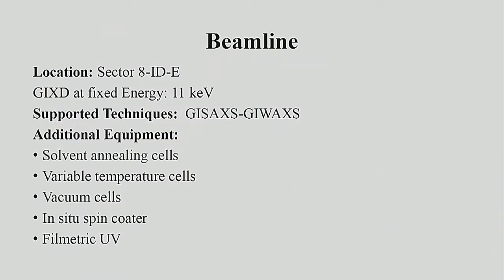So the beamline that we use for this experiment is located in the sector 8-ID-E. It works with a fixed energy of 11 kiloelectron volts, and it supports both small angle and wide angle. In addition to that, it also has different sample environments, including solvent annealing cells, variable temperature cells, vacuum cells. It also has an in situ spin coater that allows to do in situ experiments, and it also has a Filmetrics UV so you can measure the thickness of the sample in situ when you are doing spin coating.